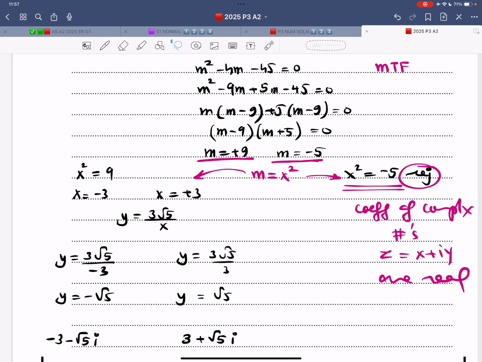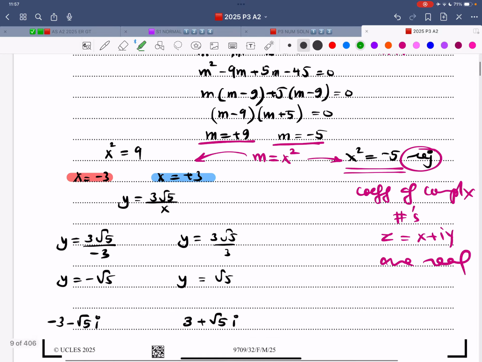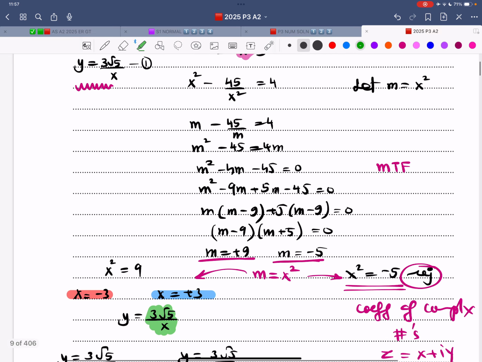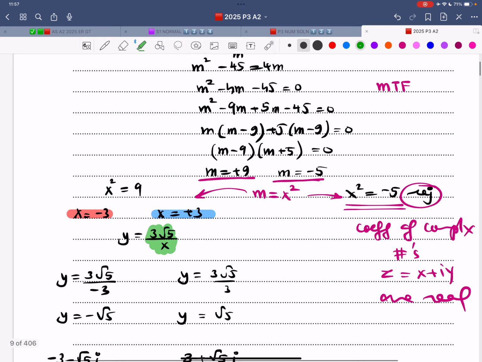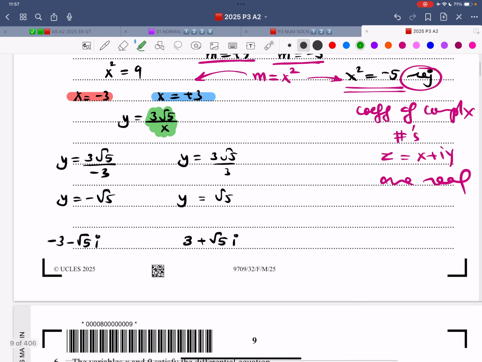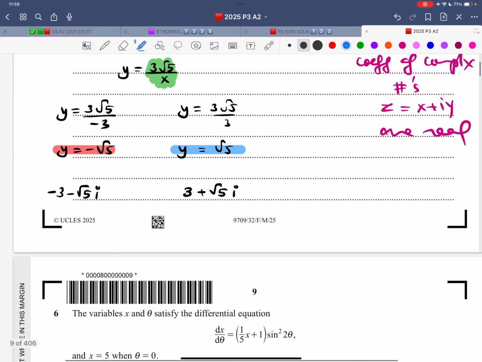So now when x square is equal to 9, we get two values. So we get x equals negative 3, and x equals positive 3. We know that y is 3 root 5 over x, that's right over here. When we plug in negative 3, we get a value of y of negative root 5. Similarly, when we plug in positive 3, we get y equals root 5. This is one complex number. This is the other complex number.